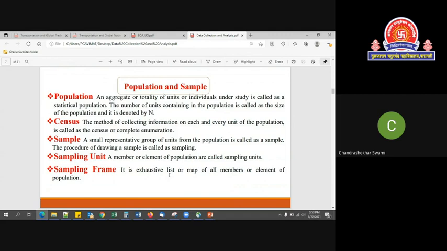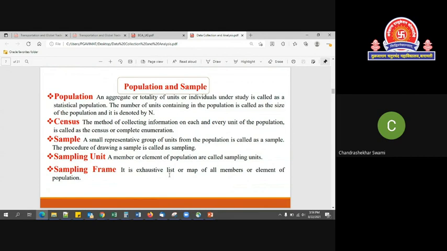Suppose I am considering the example of all the books in our library, the TC College library. It may be textbooks, novels, research books, reference books, theses of PhD scholars, or spiritual books. So each and every book can be treated as a sampling unit.